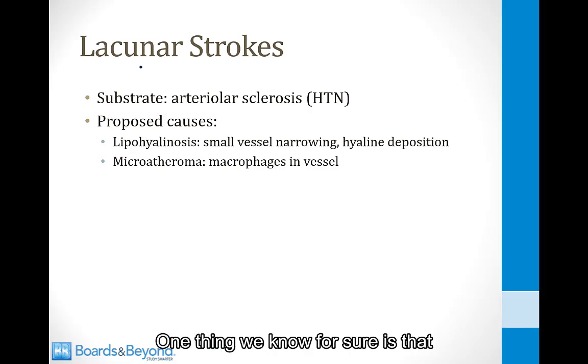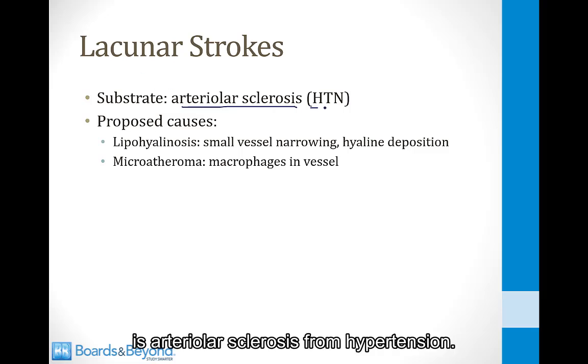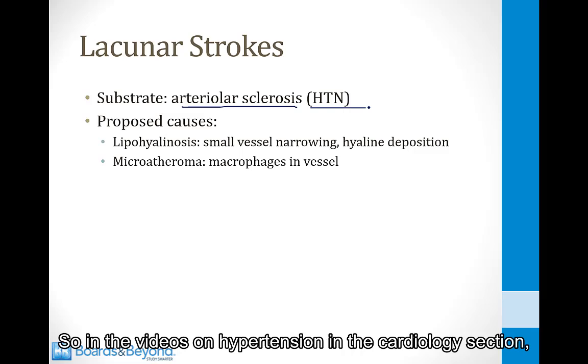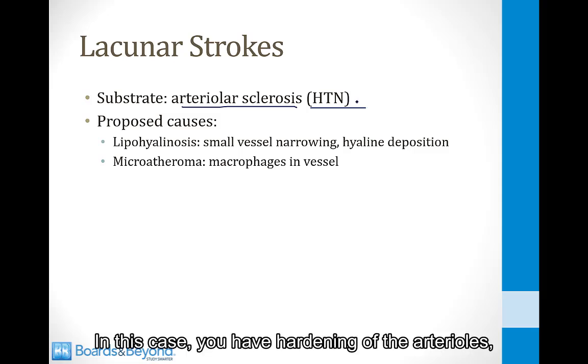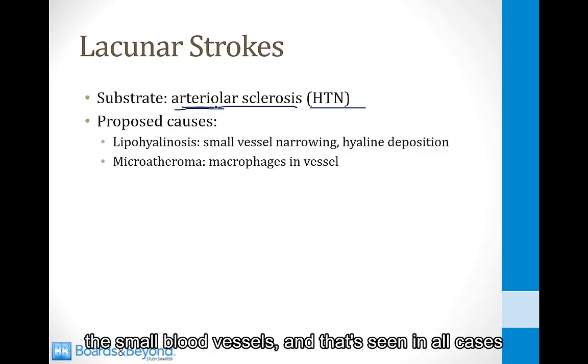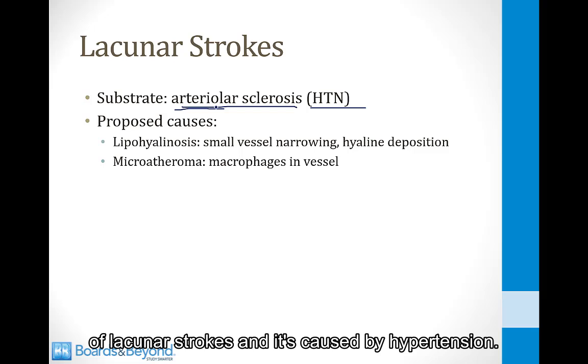One thing we know for sure is that underlying all lacunar strokes is arteriolar sclerosis from hypertension. So in the videos on hypertension in the cardiology section, I talk about arteriosclerosis, that is hardening of the arteries. In this case, you have hardening of the arterioles, the small blood vessels, and that's seen in all cases of lacunar strokes, and it's caused by hypertension.